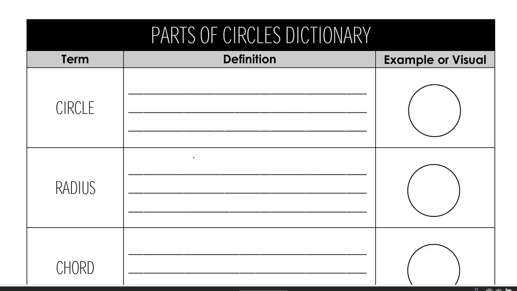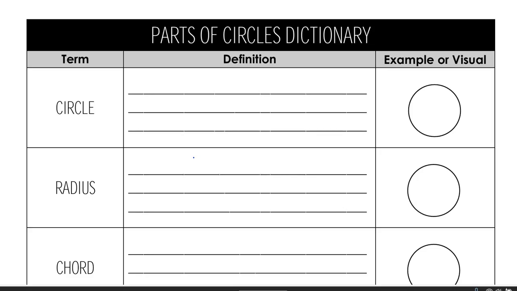Okay, so for the first part of this unit, we're going to go over some terms and definitions that you need to know in order to understand exactly what we're talking about. Some of these will be really easy, some of them you've seen before, and some of them will be new. So the first thing we're going to talk about when we're talking about parts of circles is actually what is a circle.